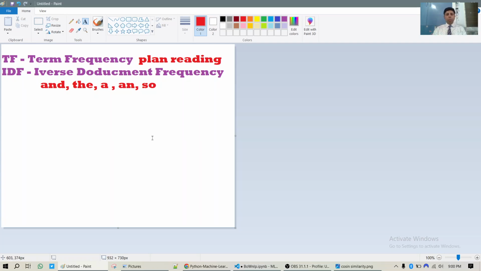Why is this important? Because the reappearance of some words is going to stress the importance of the word in the context of that speech or that document.